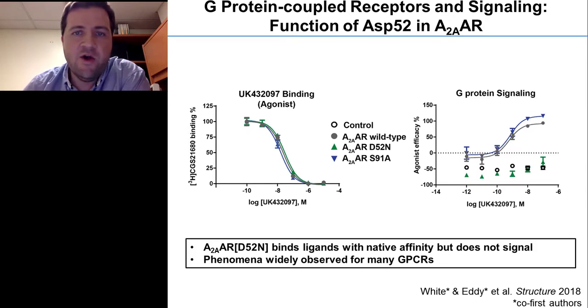Whereas on the right, we have a G protein signaling assay. And so you can see in gray, the native protein, when we add an agonist, we get a response, an upward response on this agonist efficacy curve, indicating G protein signaling. Whereas for the D52N variant, we get no signaling whatsoever, even with very high concentration of agonist.